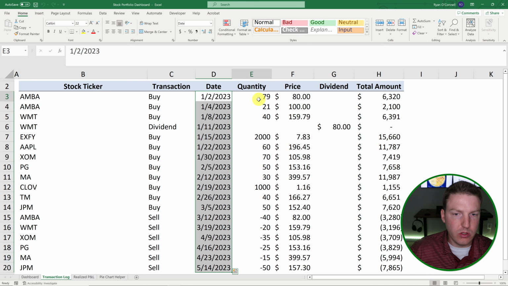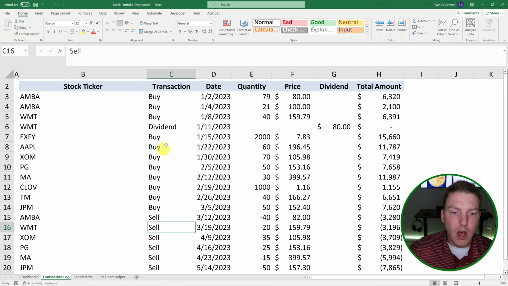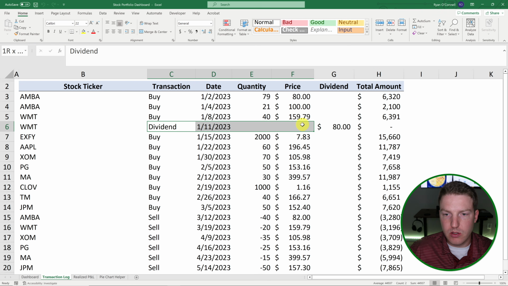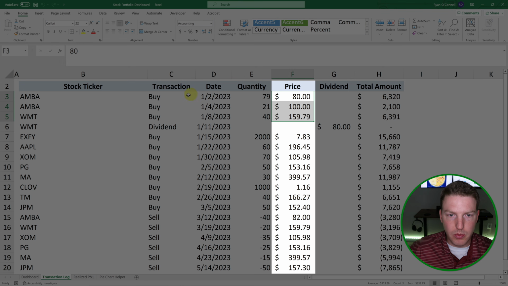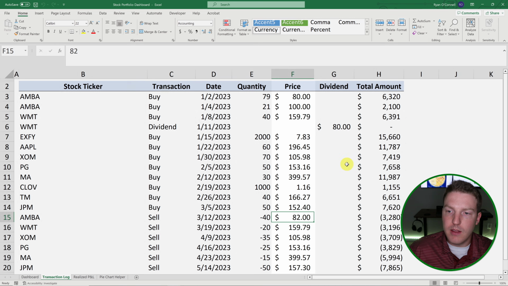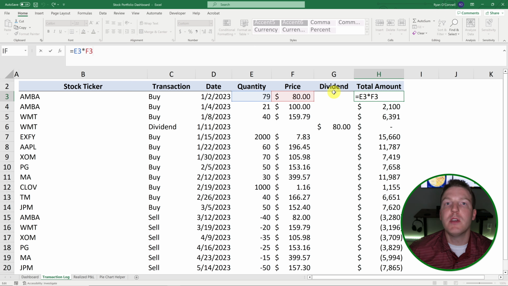And I also include the quantity for buys and the quantity for sells. We don't need quantity for dividends or the price of dividends. And then for price, we just say this is the price that I bought this stock at, or for sells, this is the price that I sold this stock at. And then I can manually input my dividends, and my total amount is really just equal to the price times the quantity of each one.